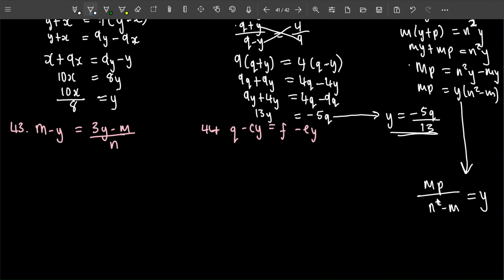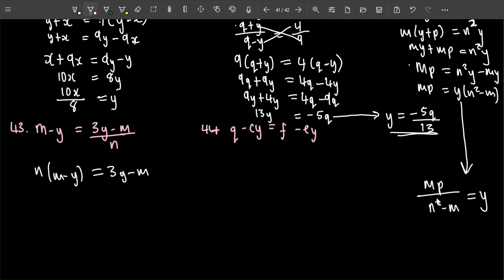Let's go to number 43 and 44 before the laptop switches off, yeah? m minus y is equal to (3y minus m) over n. What do I do to make y the subject? Oh, I have a fraction on the right, and y isn't a fraction. y has to be the subject. So I have to break the fraction. Take n to the other side. n multiplying m minus y is equal to 3y minus m.